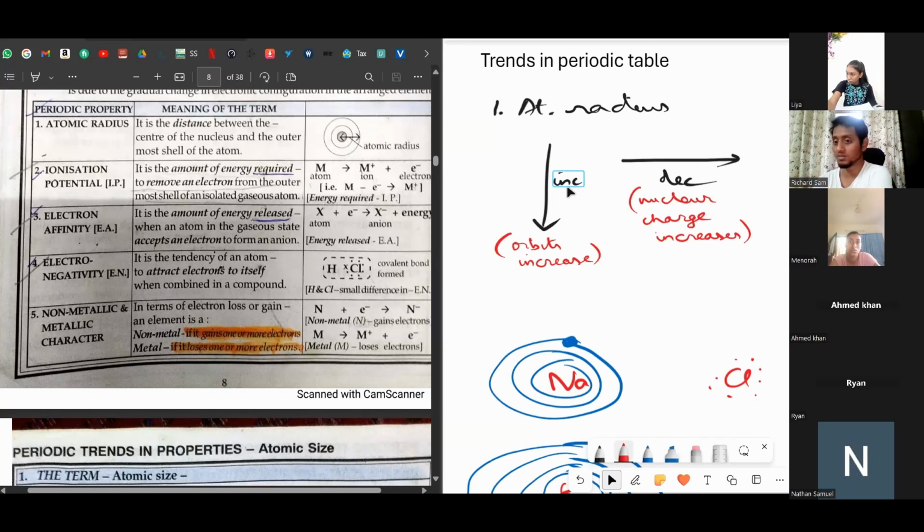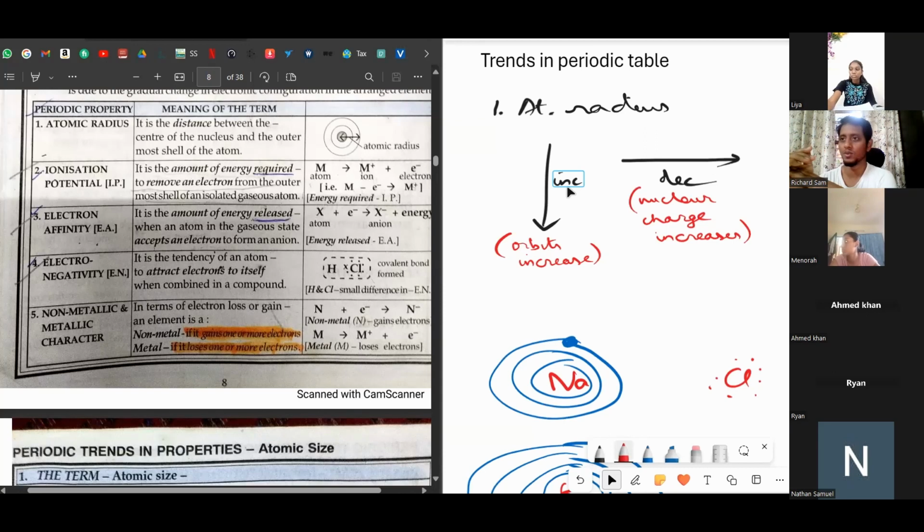What all do you have to learn for the next classes? First group, second group, seventh group, eighth group. And periods: second period and third period. You should know these elements. When you see some elements, you should know where they belong.